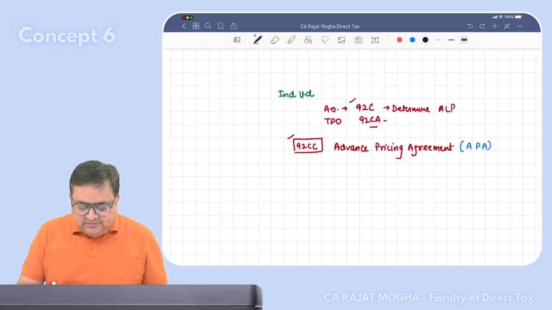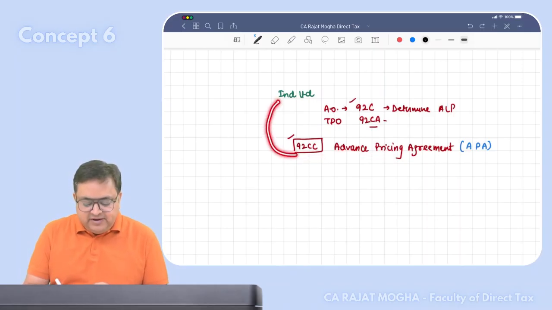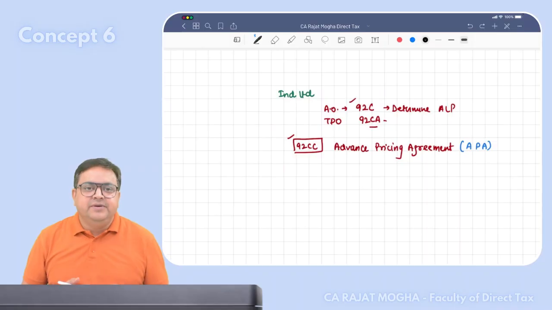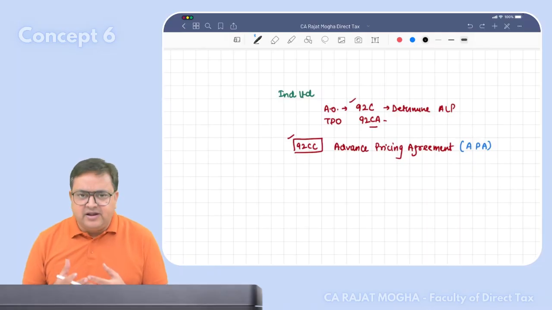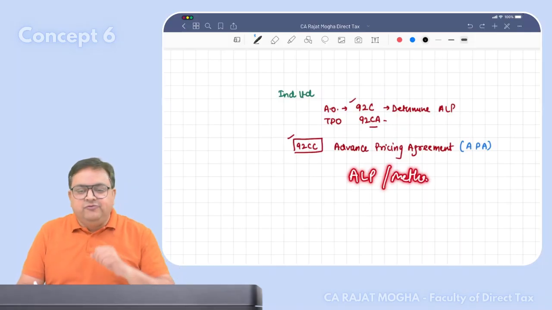Two things. See, the person will have a discussion with the CBDT. There is a separate team, the APA team. They will have a discussion with the APA team, and after some consideration, looking into whatever your transaction is, they will give you either the ALP or they will give you the method that you have to follow.